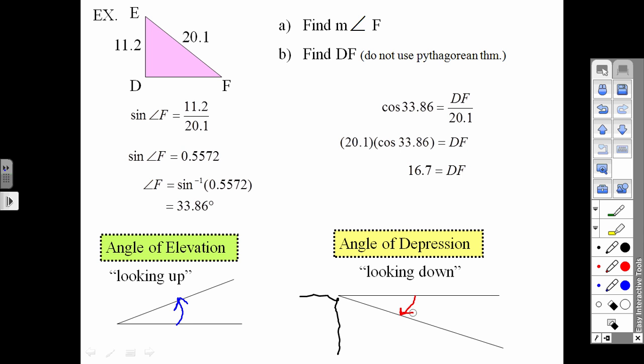And I only need to make this distinction because a lot of people think the angle of depression is this angle right here. But your angle of elevation and angle of depression should always be angles that are made with a horizontal line. Okay? So you see this is a horizontal line here looking down. This is a horizontal line here looking up. So if we can keep that straight in our head, that will make things a little easier for our word problems.